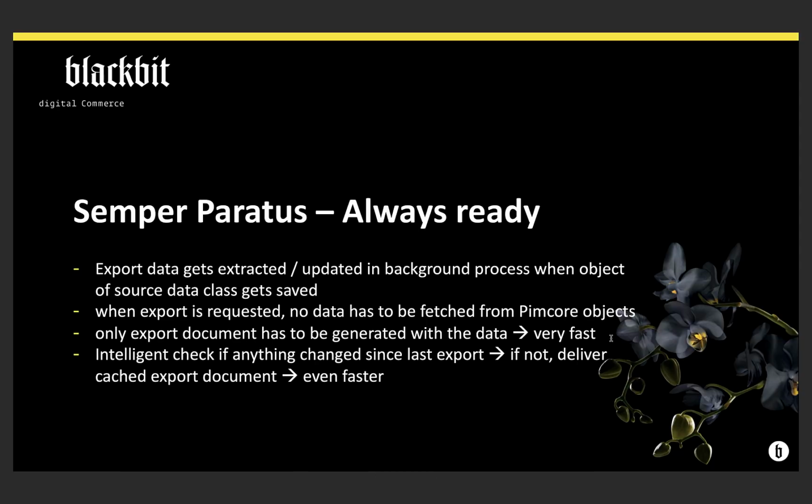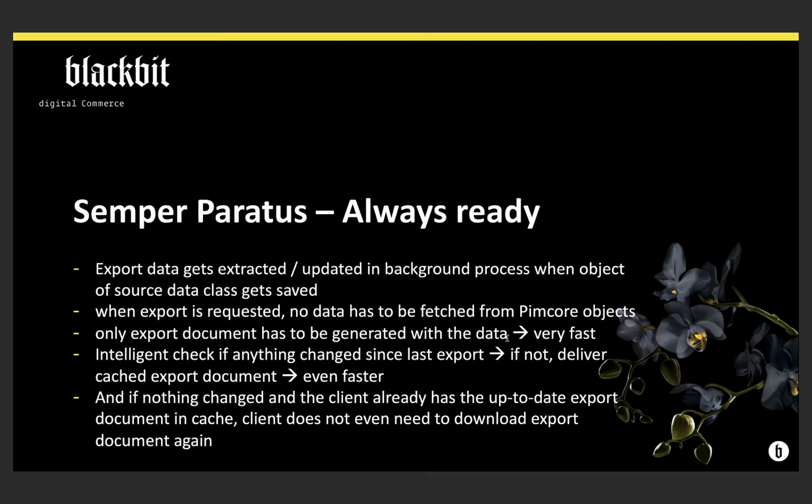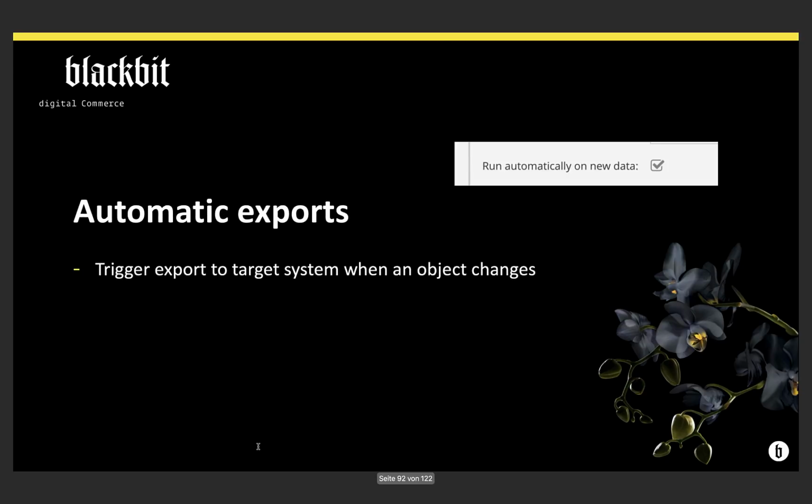Then there is an intelligent check if anything changed since the last export. If nothing changed, then we can directly deliver the export document. So we do not even have to create the export document again. And if nothing changed and the client already has the up-to-date export document in cache, then the client does not even have to download the export document again. So this can be a browser cache or a proxy cache or something similar.